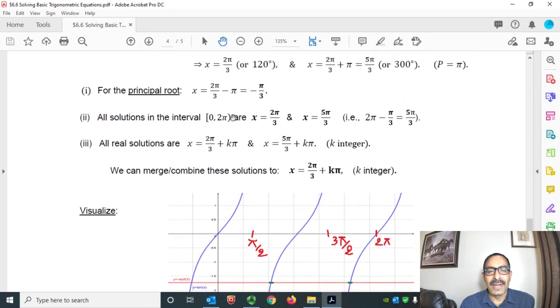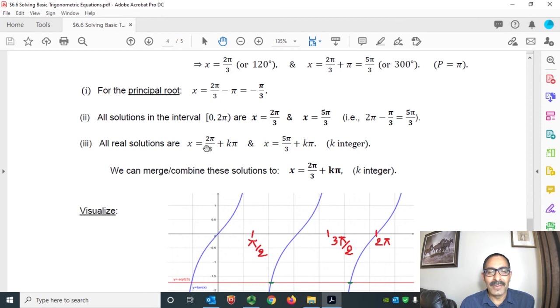Then we have this root here. We simply add the period times the integer. The period of the tangent function is pi. So all real solutions are x equals 2 pi over 3 plus k times pi, and x equals 5 pi over 3 plus k times pi. Awesome. I hope it makes sense to you all.